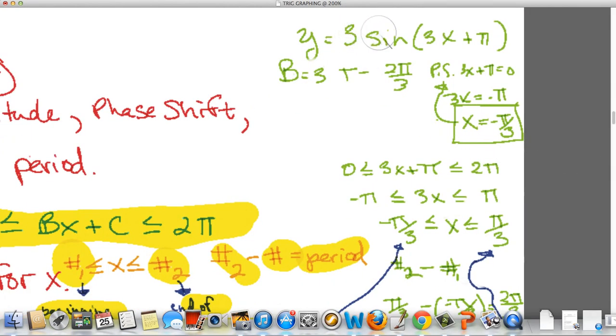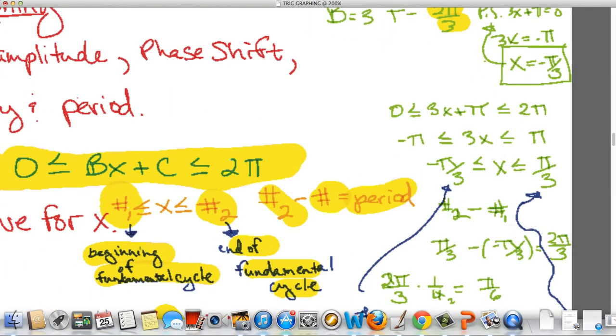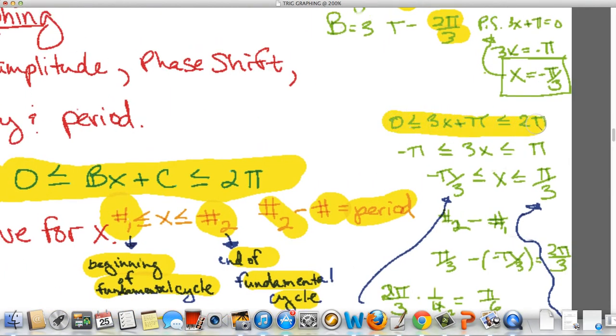Usually I separate the examples and concepts, but in this case it's easier just to show you. So there's your phase shift, there's your amplitude, this is your frequency. Take your 2 pi, divide it by your frequency to get the period. Set your 3x plus pi equal to 0 to get your phase shift. Set up this inequality here, always 0 and 2 pi on the ends if it's sine or cosine. Solve for x, and then this is the beginning of your fundamental cycle, this is the end.